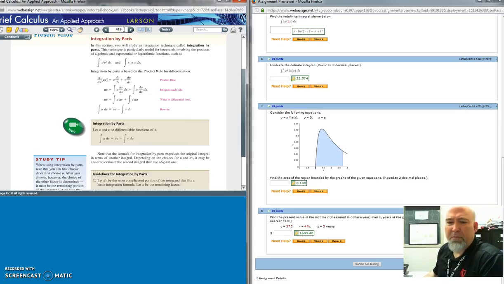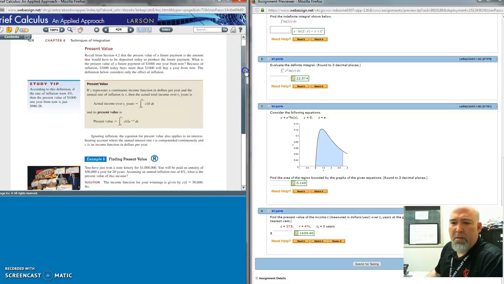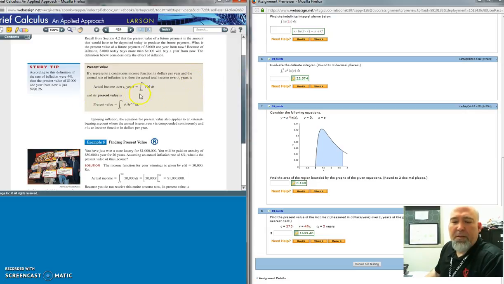They talk about the present value of income, and so you just need to set up the formula, and on page 424 this is how you find your present value. So you just set up the equation with the information that's given, and you should be able to find your answer pretty easily.